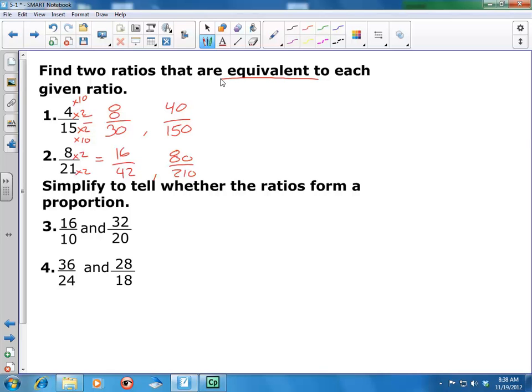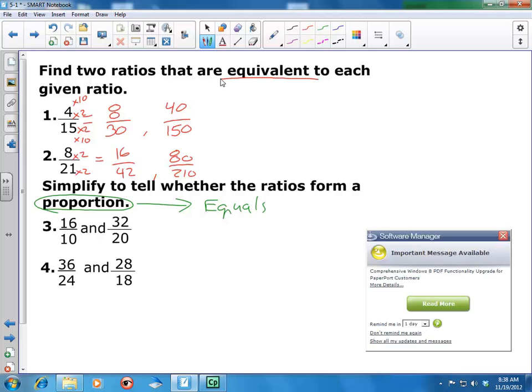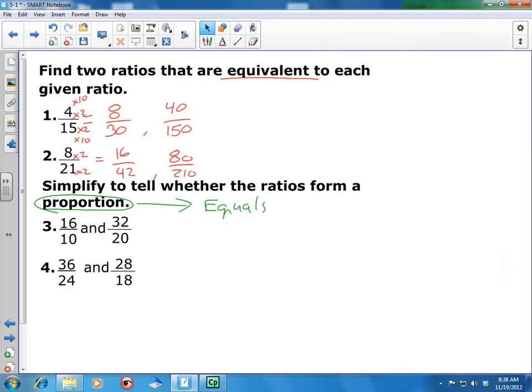It says, tell whether the ratios form a proportion. Now remember, this word proportion just means equals. So what it's asking us is, do these fractions equal each other? Okay, that is what it's asking us. Do these fractions equal each other? Well, let's look at it. We know that 10 times 2 is 20, 16 times 2 is 32, so for that one our answer would be yes. But you could also use your butterfly method.